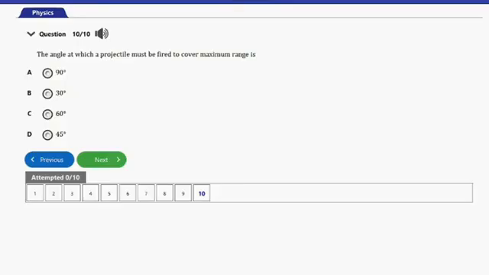That's because when you have u squared sine 2 theta over g, if you have 45 degree, then 2 theta is 90 degree and sine 90 is 1. So the equation becomes the equation of the maximum range, which is u squared over g. So take note of this, guys, and this is where we'll end this video for today.